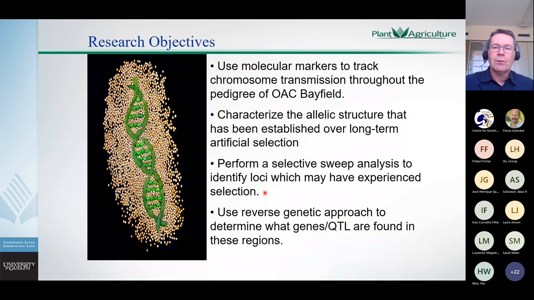So what we decided to do is to use molecular markers to track chromosome transmission throughout the pedigree of OEC Bayfield, both before the Bayfield development and after the development of Bayfield, and characterize the allelic structure that has been established over long-term artificial selection. And then we also performed a selective sweep analysis to identify the loci which may have experienced selection over the decades of breeding. And in those loci or QTL regions, we also looked at candidate genes that were located in those regions.